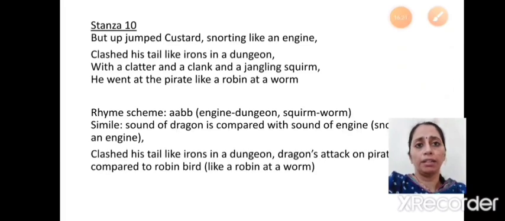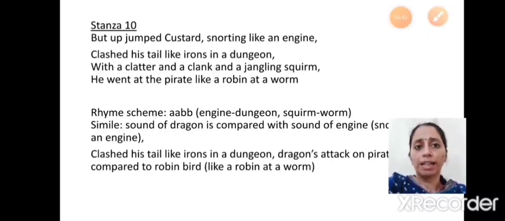Moving ahead, the 10th stanza. Again, the rhyme scheme is AABB. We have engine, dungeon, squirm and worm. Simile: the sound of dragon, but up jumped custard, snorting like an engine. Again, there's a direct comparison. So the sound of dragon is compared to the sound of an engine.